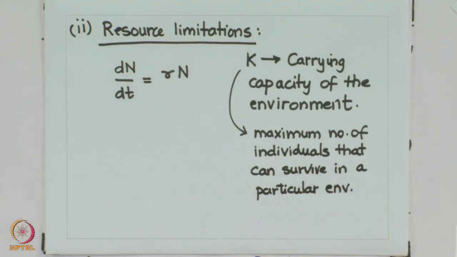So, if you have E. coli growth taking place in 1 milliliter of media culture, typically if you have rich media, E. coli grows to a density of about 10 power 9 bacteria in 1 milliliter. So, if your environment is a test tube with 1 milliliter of culture, that means the carrying capacity of that environment is 10 power 9 bacteria.